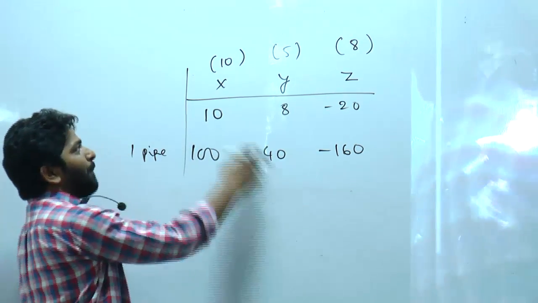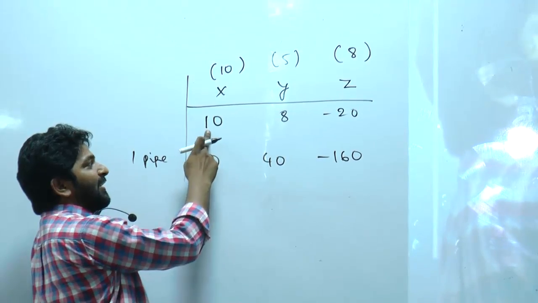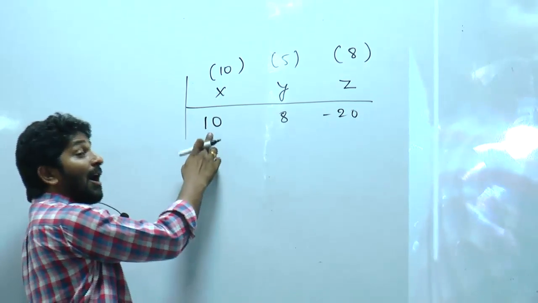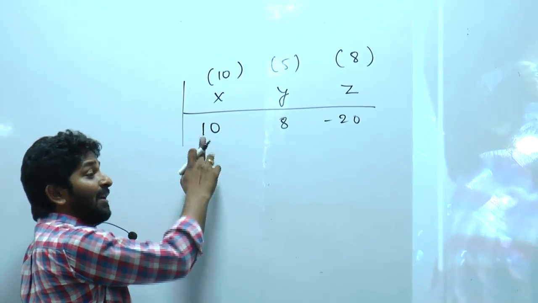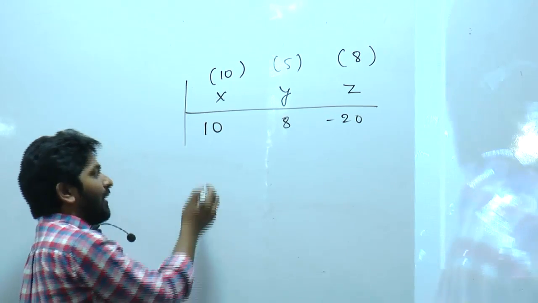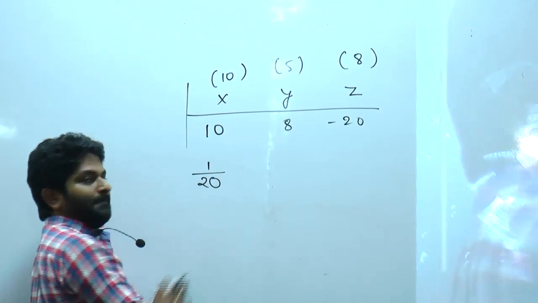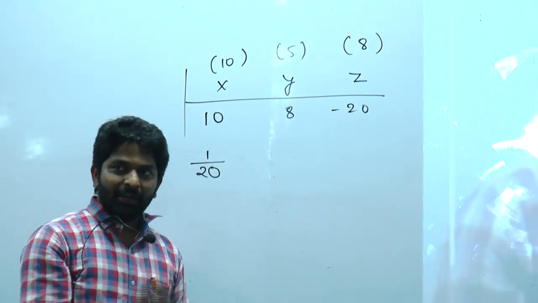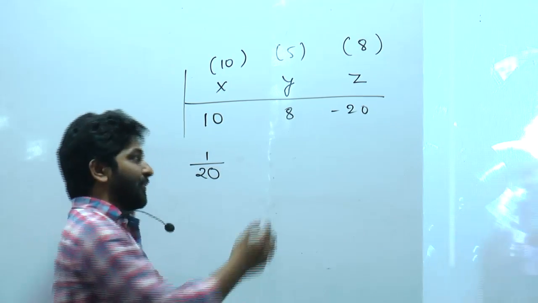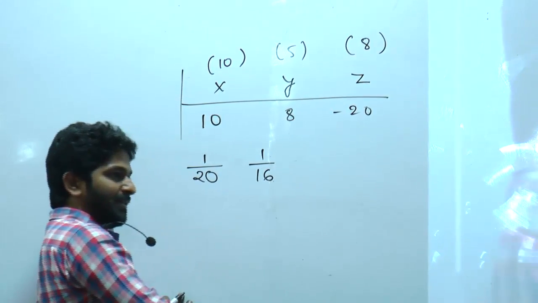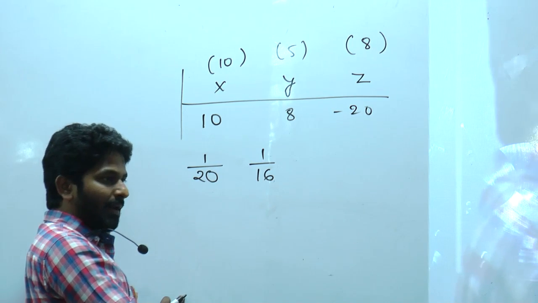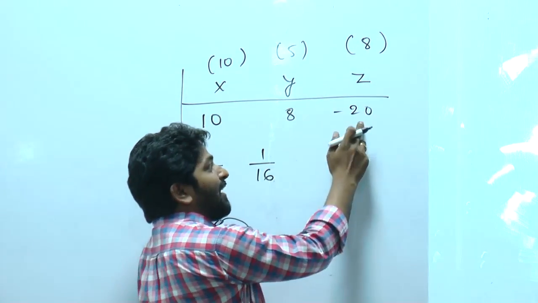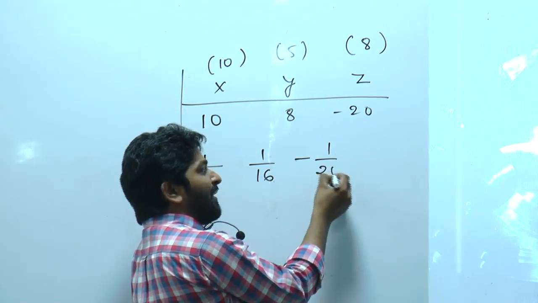So if all the taps are opened in set X, it takes 10 minutes. I don't want this. If half are open, it can fill the tank in 20 minutes, right? In 1 minute it does 1 by 20. If all the taps are open in set Y, it takes 8 minutes to fill the tank. If half are open, it takes 16 minutes. So it does 1 by 16. Correct? Yes or no? All the taps in set Z are opened.